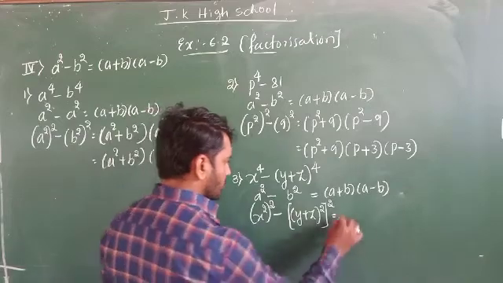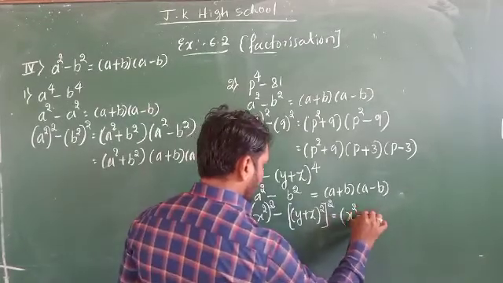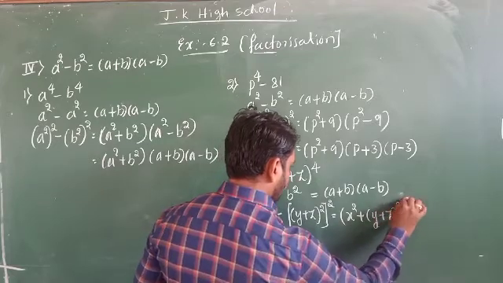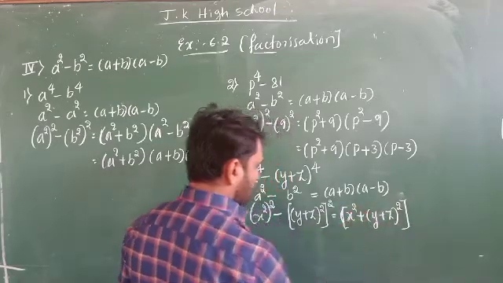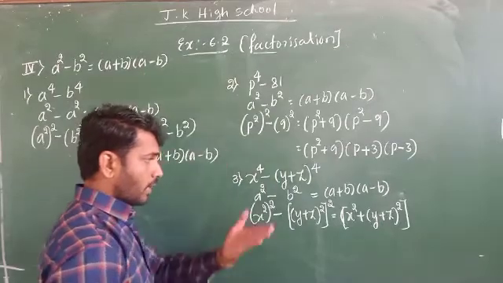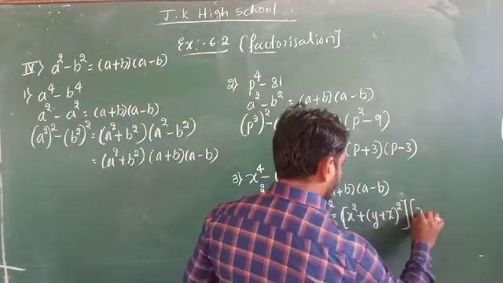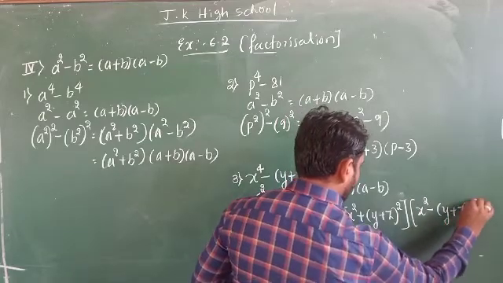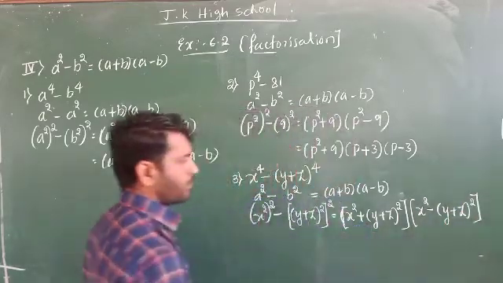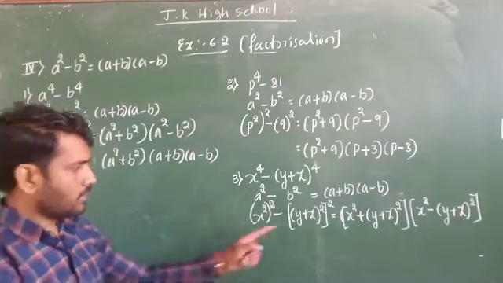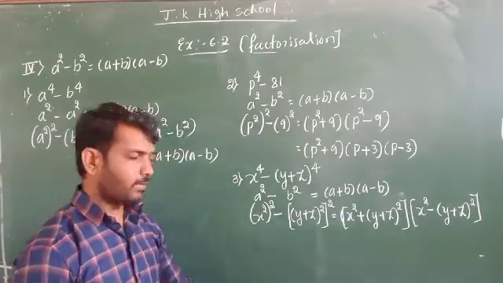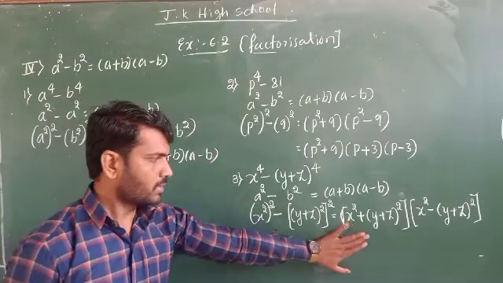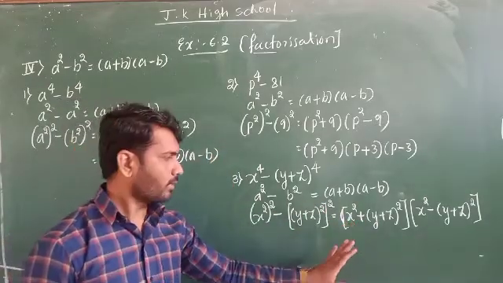Now a plus b means x square plus (y plus z) whole square. a minus b means x square minus (y plus z) whole square. Correct? This is a plus b, that is a minus b. We can extend it, but just keep this as the final answer. Okay?